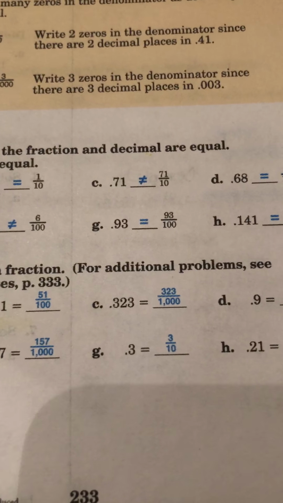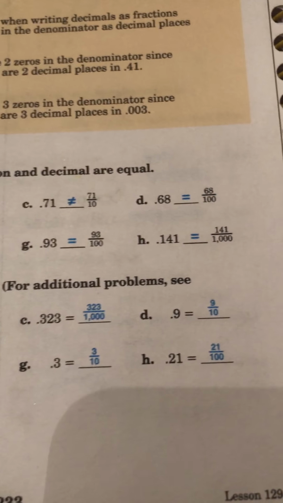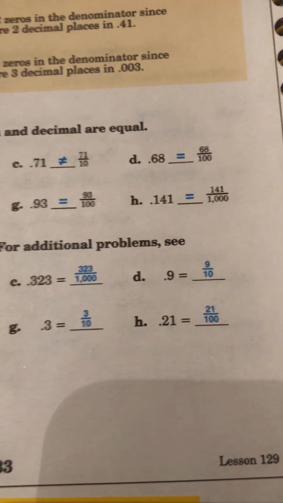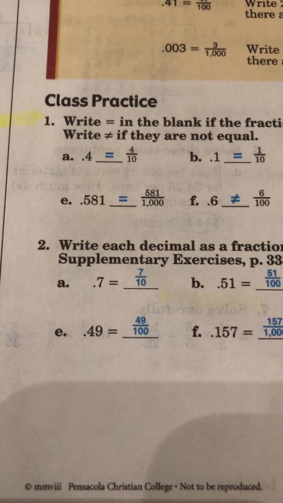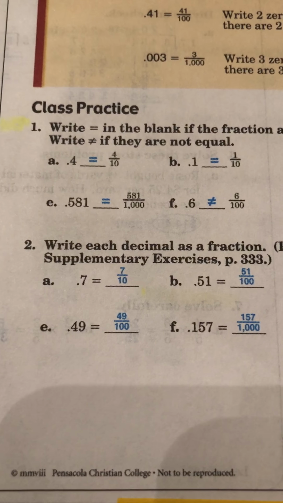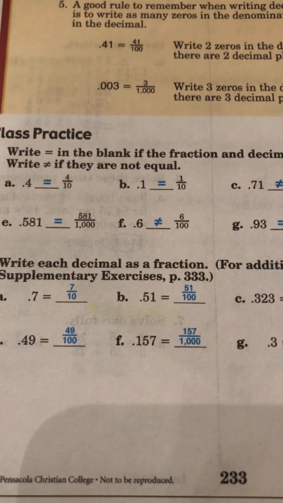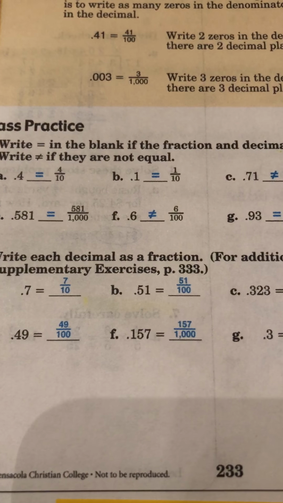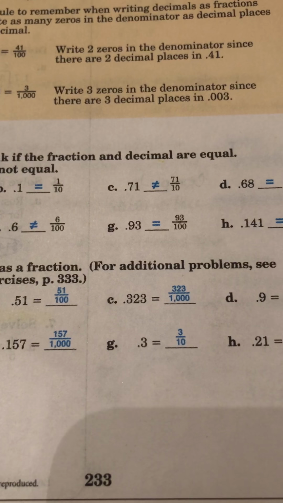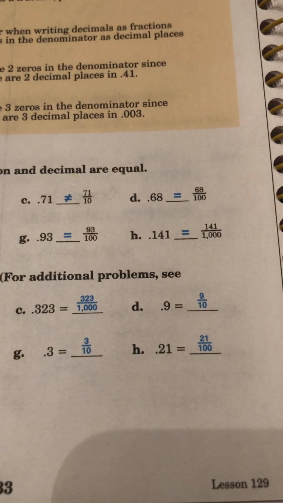0.323 is 323 over 1,000. 0.9 is 9 over 10. Okay, now 0.49, there's two places in the decimal. So you're going to put 49 over 100 because you need the two zeros in your denominator. 0.157 is 157 over 1,000 because there's 3. 0.3 is equal to 3/10, and 0.21 is equal to 21 100ths.